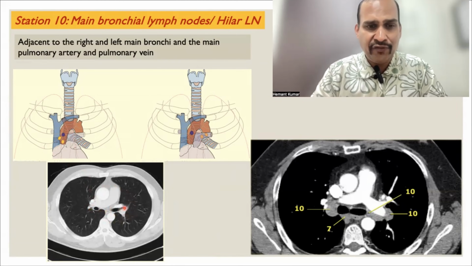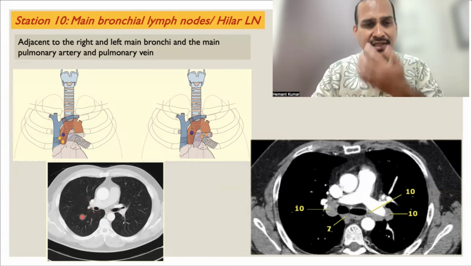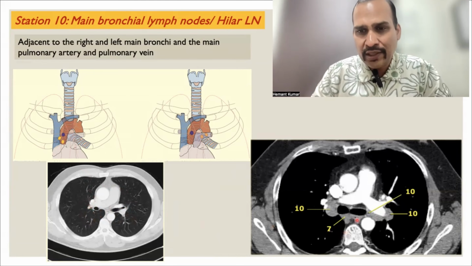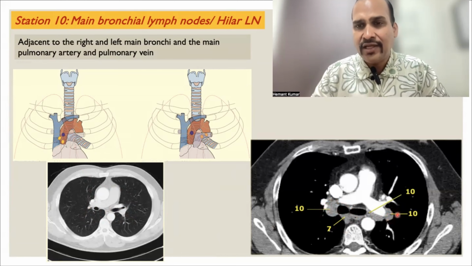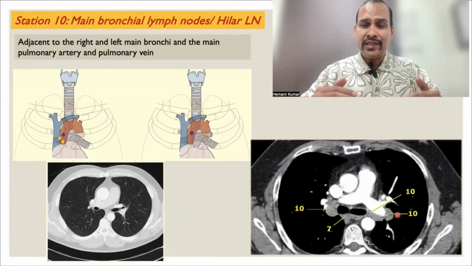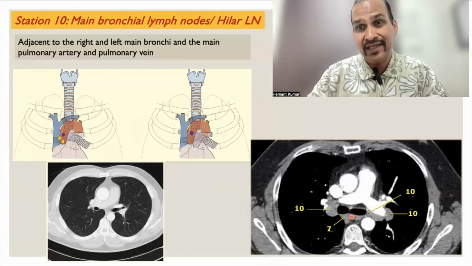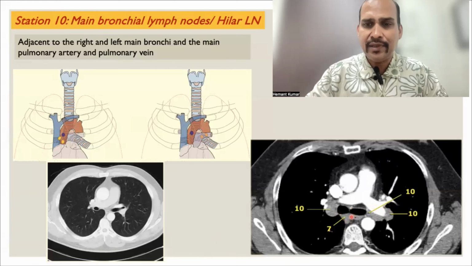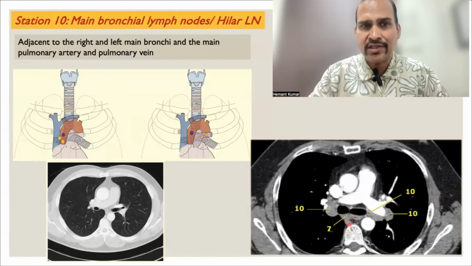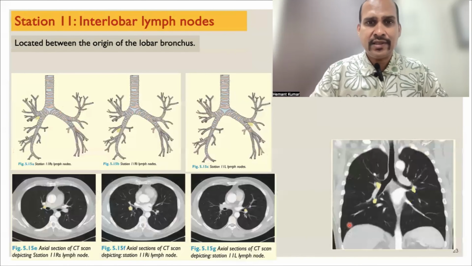This is the bifurcation of the trachea. So anything lateral to the bifurcation is station 10. So you can see this is the carina, and lateral to the carina is station 10. Here it is station 10. So station 10 can start even before the bifurcation on the lateral side. We will see the diagram afterwards. This is station 7. So station 10 is completed.